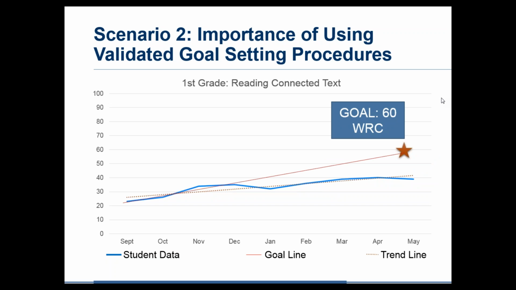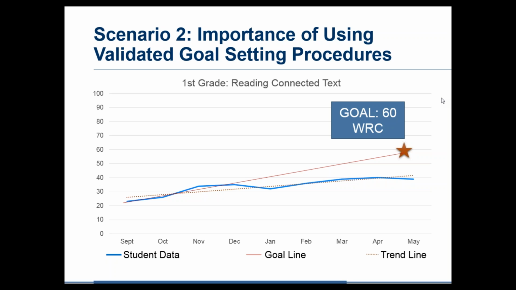In this next scenario, the teacher uses a validated goal-setting strategy based on end-of-year benchmarks for Tier 2 progress monitoring goals. By selecting the end-of-year benchmark as a goal, she is able to explain to the parents how and why the goal is selected. Making this goal more clearly indicates that the student has met grade level expectations and is ready for the next grade.